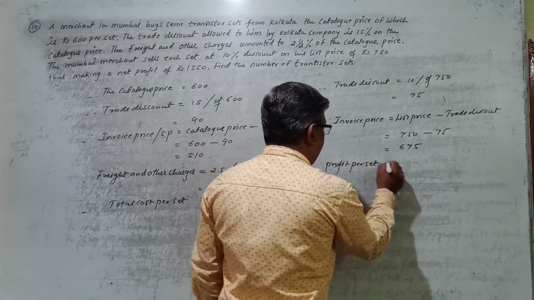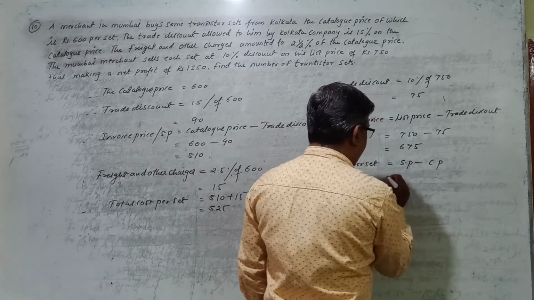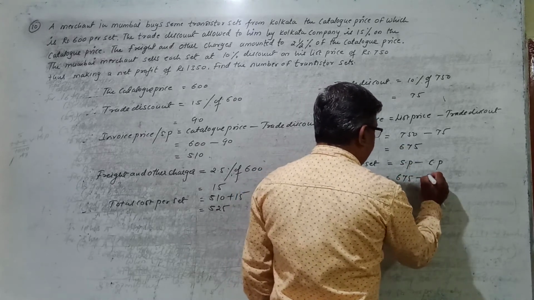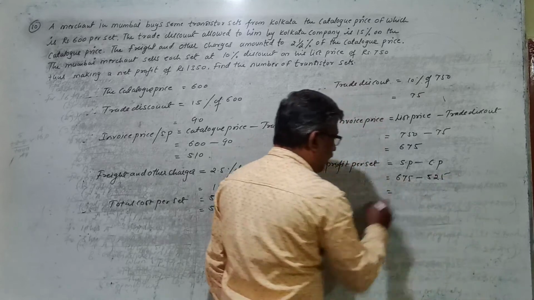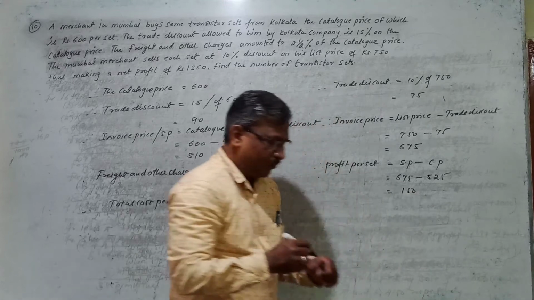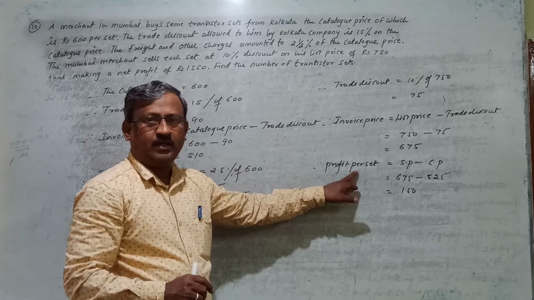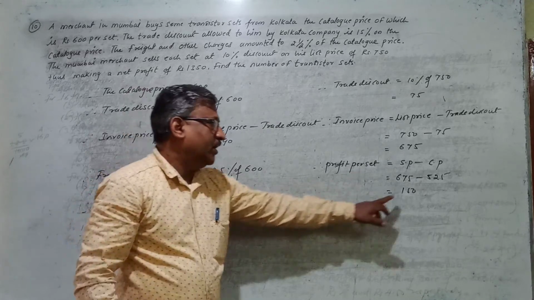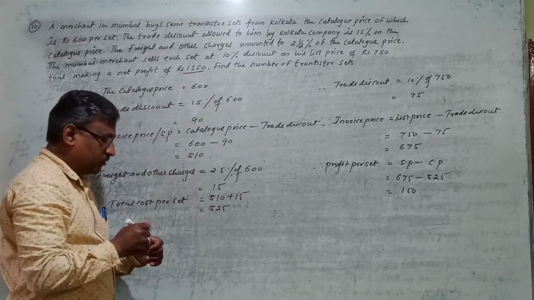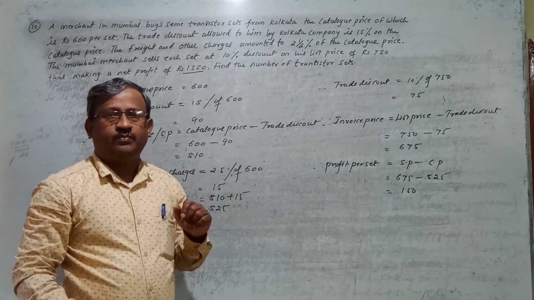Profit per set is equal to selling price minus cost price. So what is the selling price here? 675 rupees minus cost price, which is how much? It is 525 rupees. So minus this, you will get rupees 150. So 150 rupees is the profit made per set. So per one transistor set, he is getting 150 rupees profit. Like that, totally how much profit has he earned? 1350 rupees.